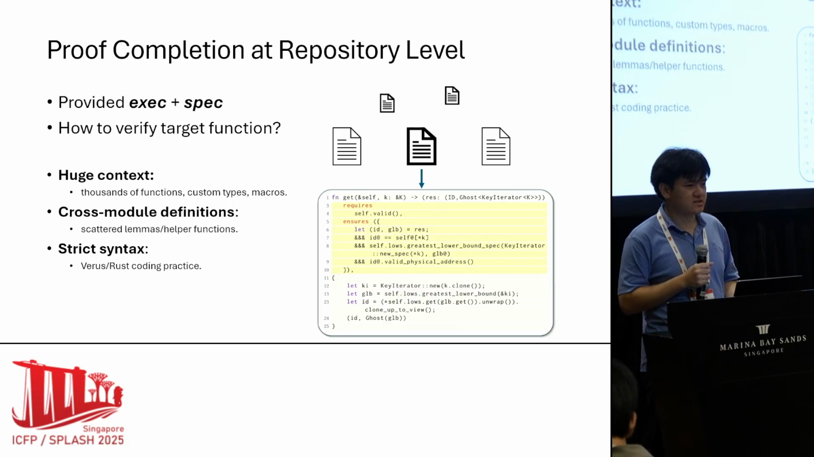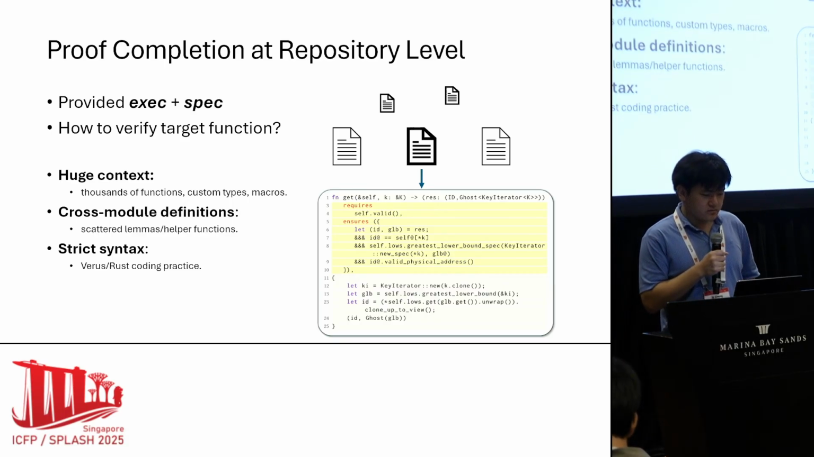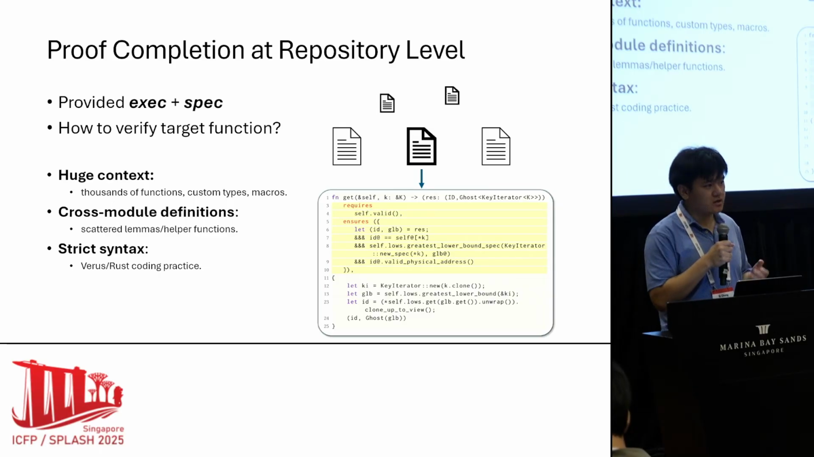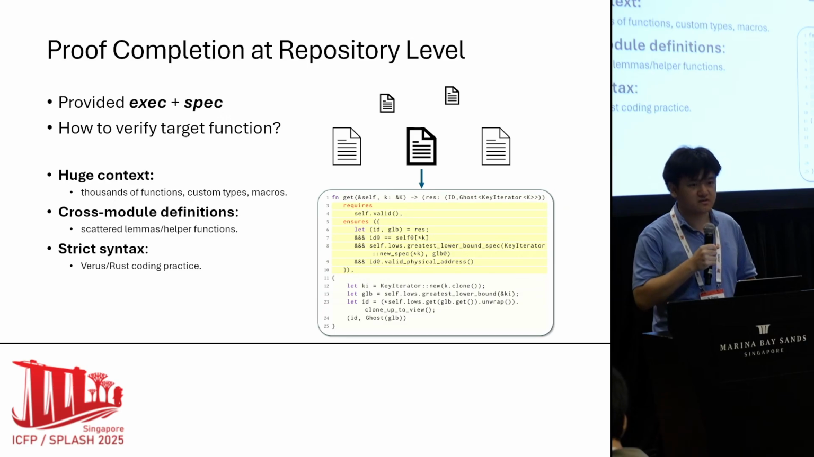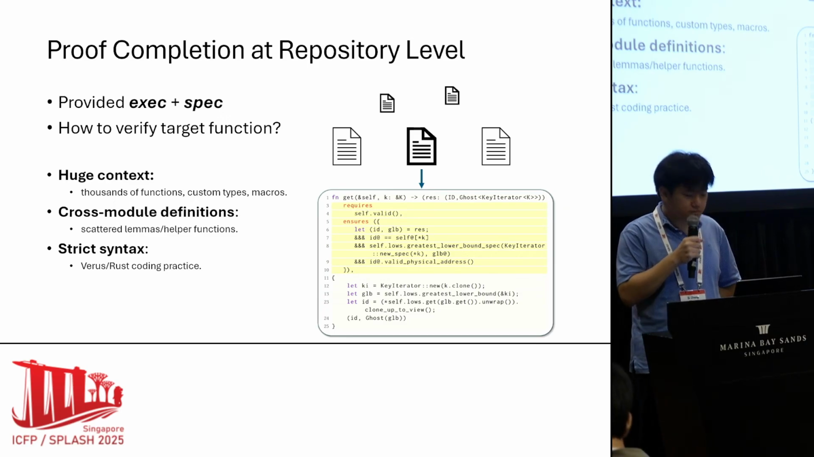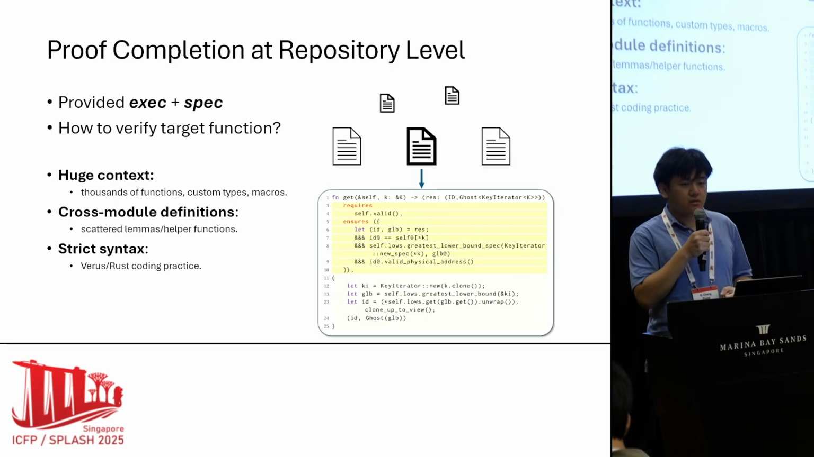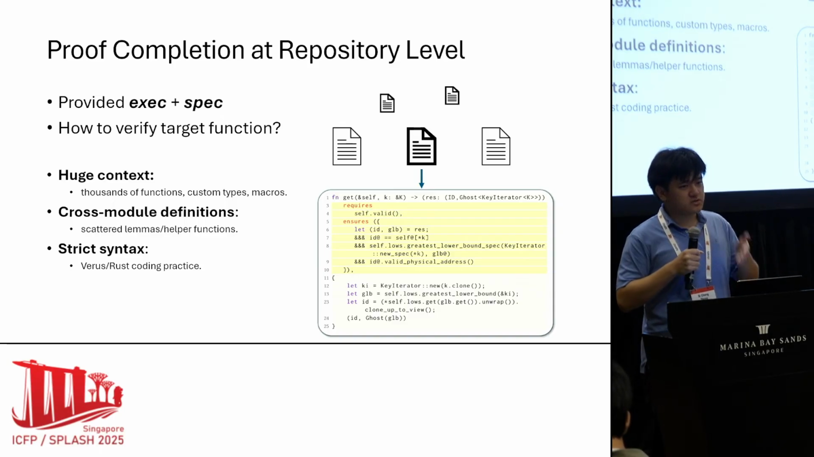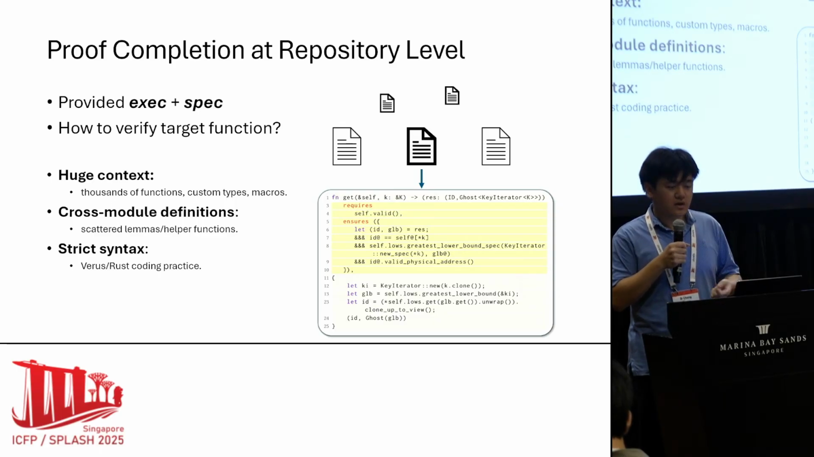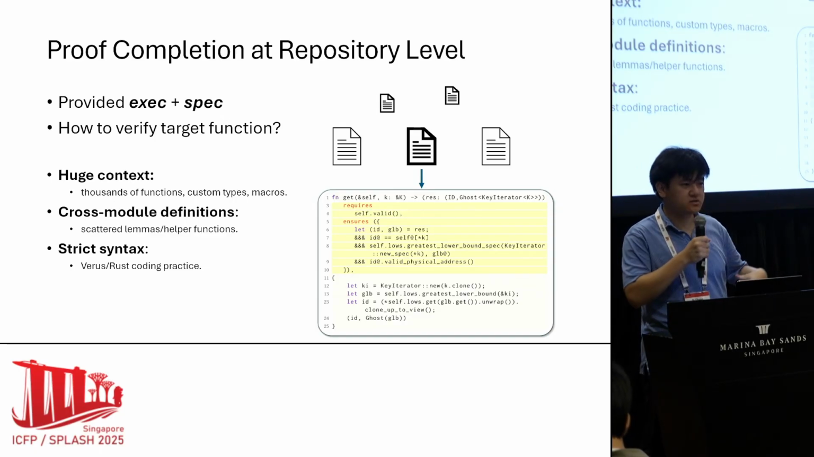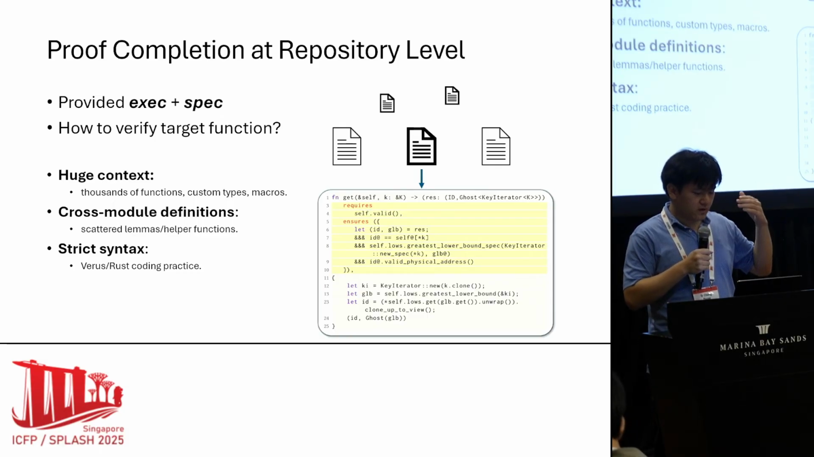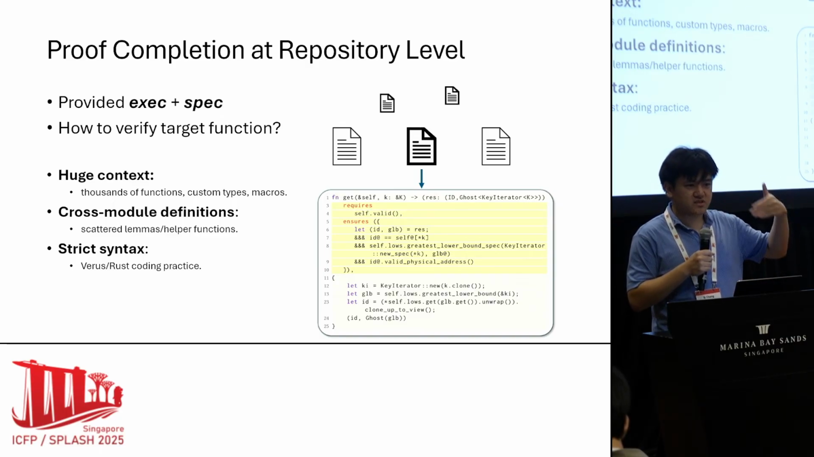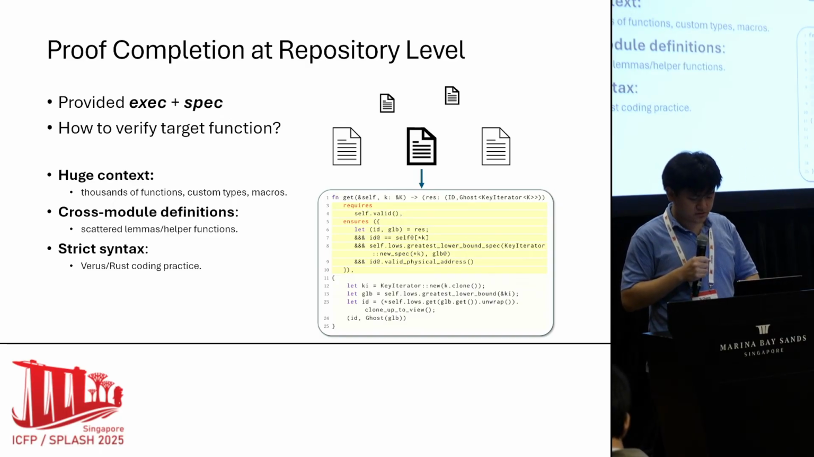So the repository setting does add additional complexity, first and foremost because of its huge context. There are thousands of functions and type definitions we need to work with and reason about. There's also the problem of cross-module definitions, where a helper function needed for this proof may reside in a different file that is not currently accessible or apparent. And within a repository, because of so many lines of specification and proofs, it's really hard for anyone to follow the strict syntax and streamline the proof process.